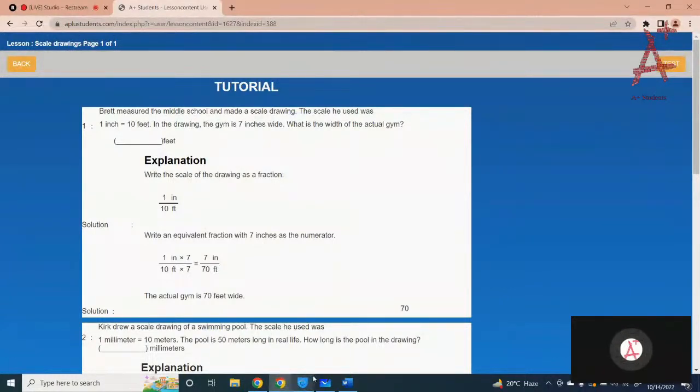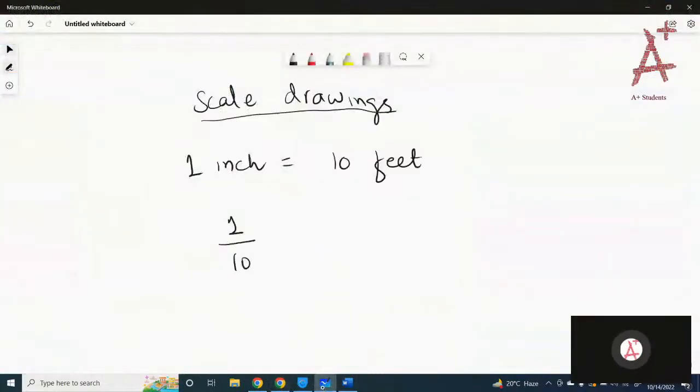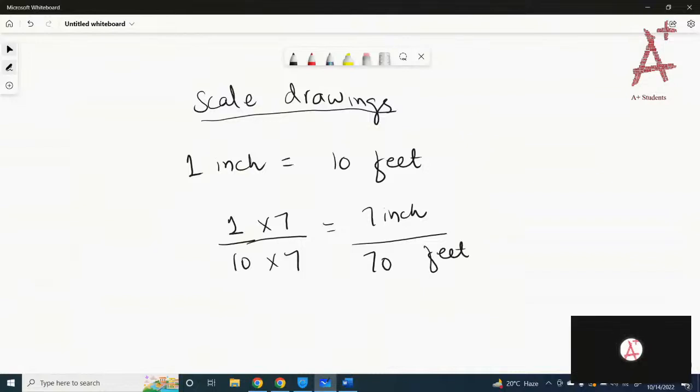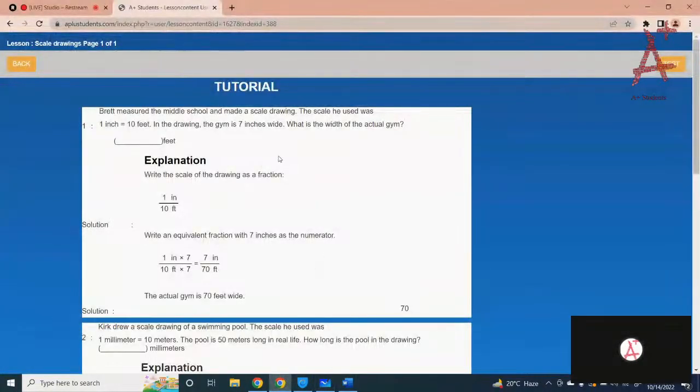So we have to write an equivalent fraction with 7 inches as the numerator. That means 7 times 1 is 7 inches, so 7 inches equals 10 times 7, which is 70 feet. That means if in the scale it is 7 inches, then originally it is 70 feet. Got it? So originally the figure is 70 feet. Got it? Okay, let's move on to the next question.